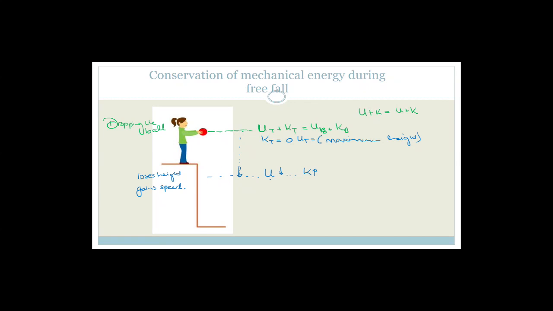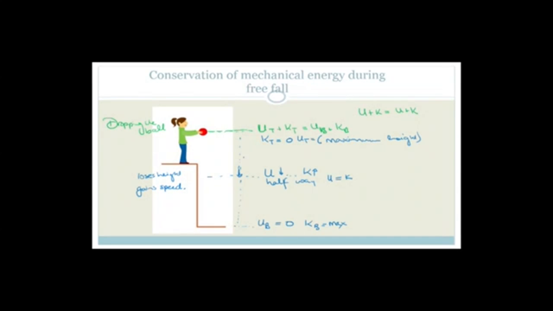And we get to a point halfway. At halfway, these are going to be equal. Halfway, the U is going to be equal to the K. And then we carry on and on, and we get to the point just above the ground. If we get to the point just above the ground, what do we know? We know that the potential energy at the bottom, UB, is going to be zero, right? What is the kinetic energy? The kinetic energy just before it hits the ground is going to be at its maximum.